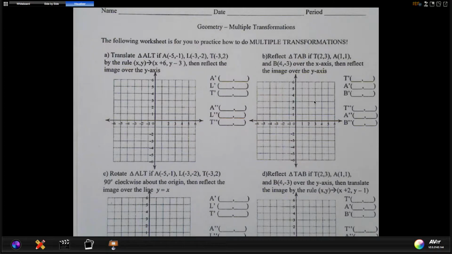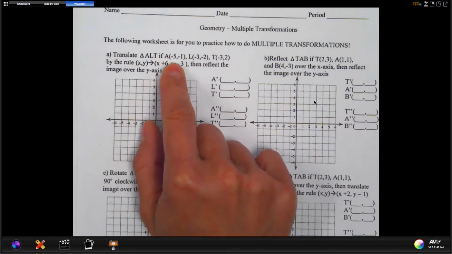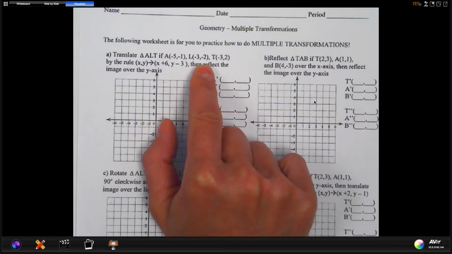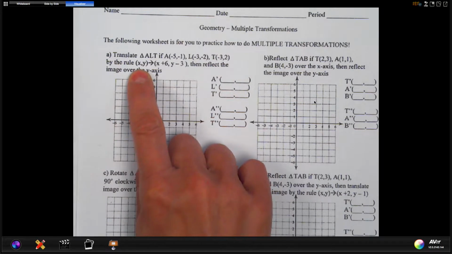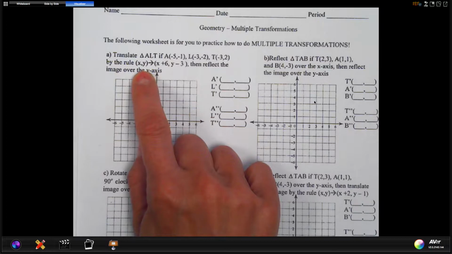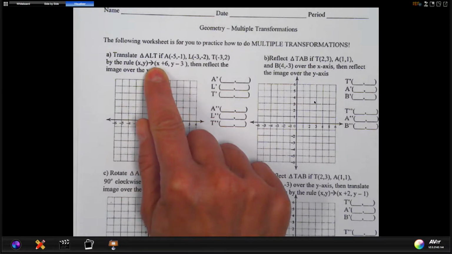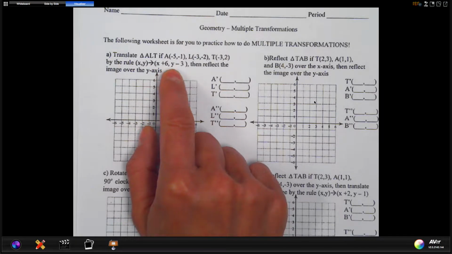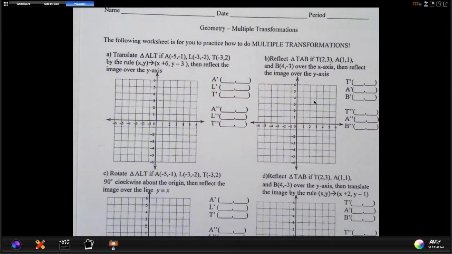Letter A says translate triangle ALT. If A is at -5, 1, L is at -3, -2, and T is at -3, 2, by the rule, and they've written it in translation notation now. X, Y, translate X plus 6, so that means we're going to go right 6, Y minus 3, and down 3, and then reflect the image over the y-axis. Okay, a lot of things here. The first thing we have to do actually is put the original triangle on this time.